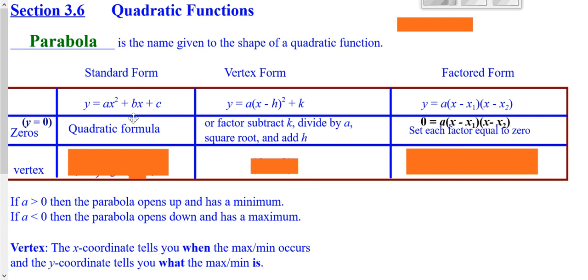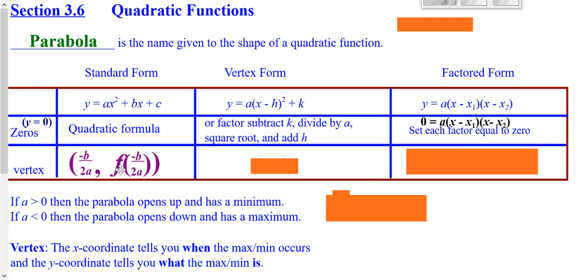Now, if you're looking for your vertex, the easiest way to get to your vertex when it's in the standard form is to go the opposite of b over 2 times a. That's your x-coordinate. If you know what x is, all you have to do is plug it in to find your y. To find your y, take your value of x, plug it into your function. That's how you'd find your vertex there.